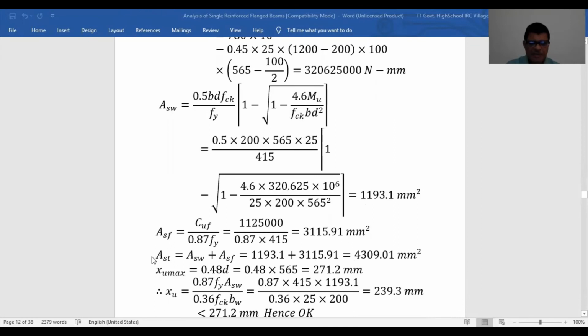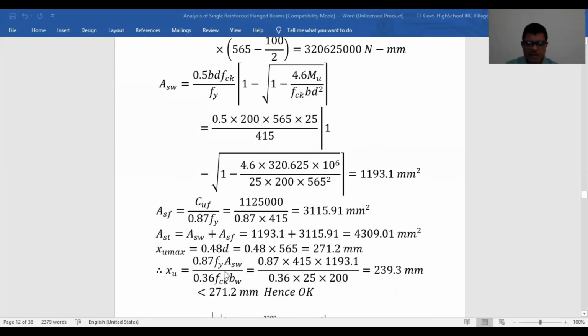Now what is the area of steel due to planes? You can find the force already found in planes divided by 0.87 Fy. So this is the area. So total area will be ASW plus ASF. So one part is due to compression in the planes. One part is the compression on this your rectangular section in the wave. So you can find your values and XU maximum is 271.2.